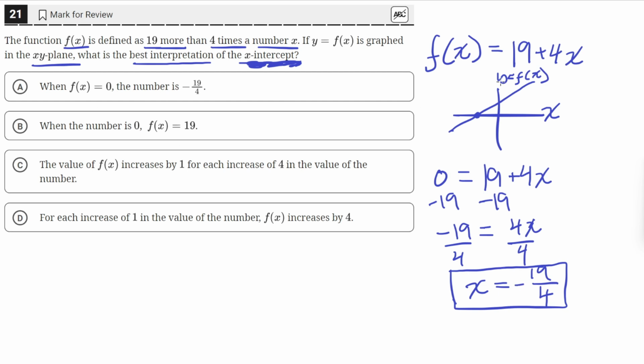So that means that when f of x equals 0, x equals negative 19 over 4. So the correct answer is A. So let's look at the other answer choices to make sure they're incorrect.